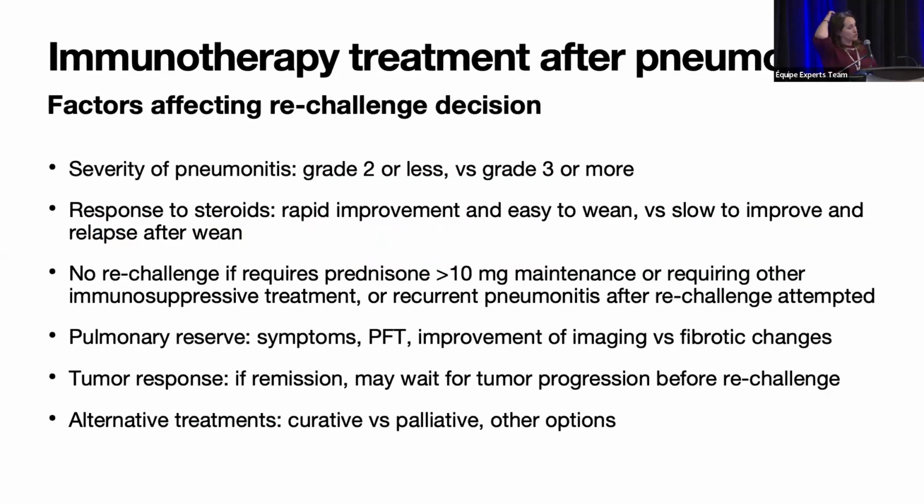What factors go into deciding about a rechallenge? When I'm assessing a patient who's had a pneumonitis, certainly the degree of severity, so grade 3 or more, I tend to shy away, especially if they've had fibrotic changes or some chronic scarring. Grade 2 or less, I have no problem rechallenging. Their response to steroids: was it very rapid, very steroid responsive, versus slow to improve, took a long time to wean, or we needed to escalate to other immunosuppressive treatments. Certainly, if they're on 10 milligrams or more of prednisone to maintain control or symptom management, I would not.